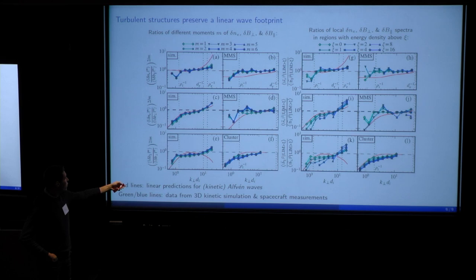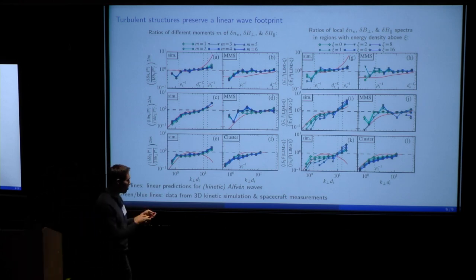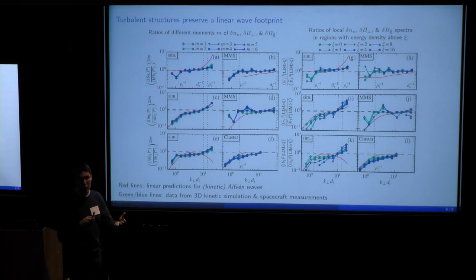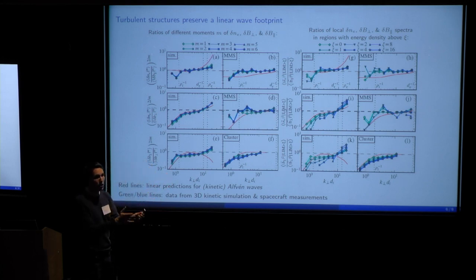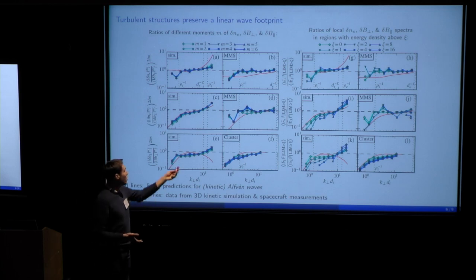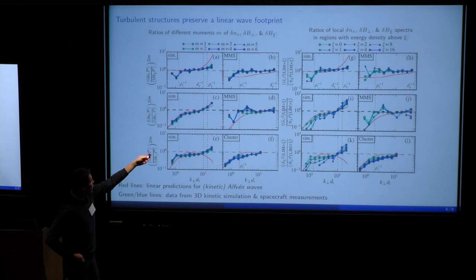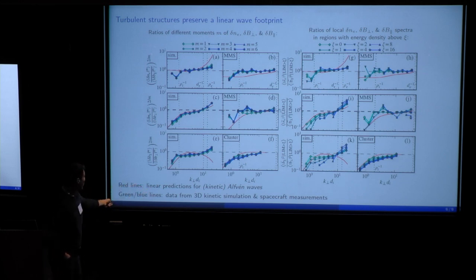what you can also do with wavelets, if you have complex valued wavelets, you can compute sort of like a local power spectrum, point by point. And then you can take conditional averages of those spectra over regions where the spectral density is above some threshold C in some normalized units. So here we vary this threshold C on the right, and on the top we vary the order of the moments. The red lines are the linear wave predictions for kinetic Alfvén waves.